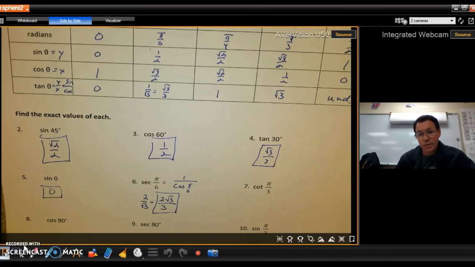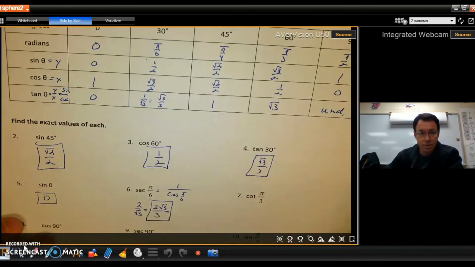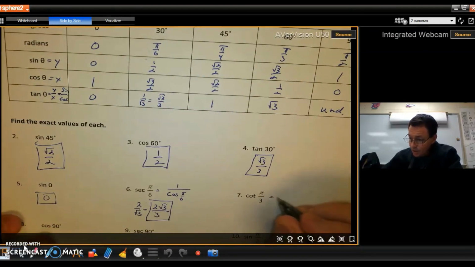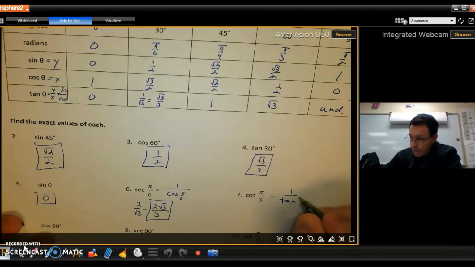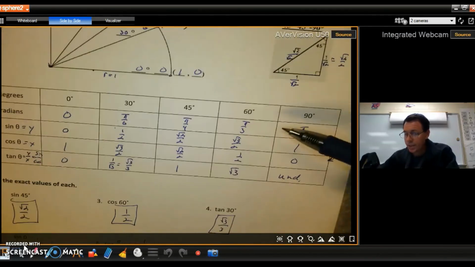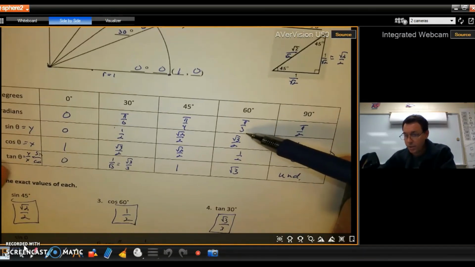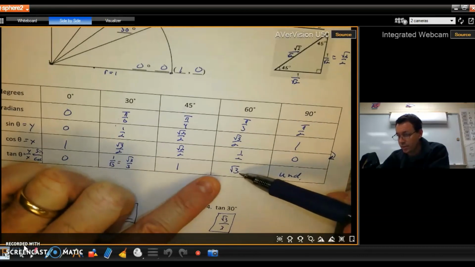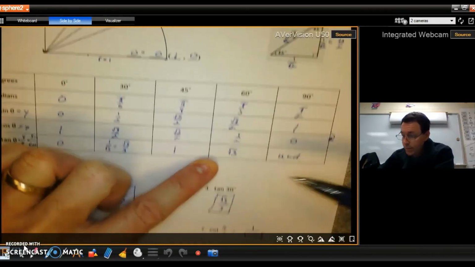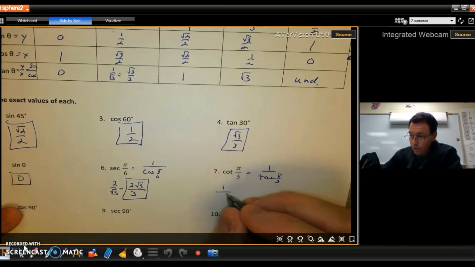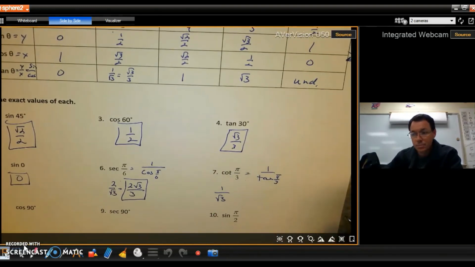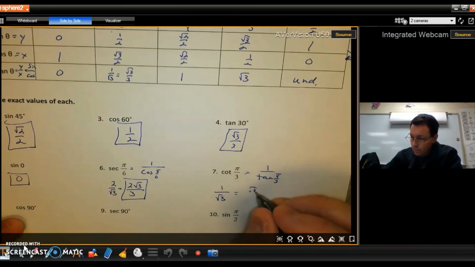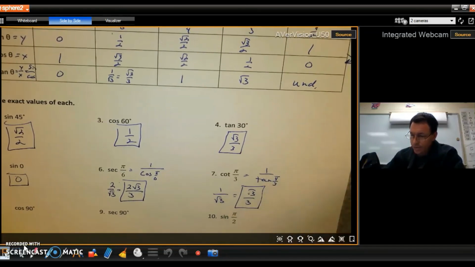Look at the next one, 7. What is the cotangent of pi over 3? So the same thing. We don't have cotangent on our chart, so we're going to do tangent, and then the reciprocal of it. So tangent of pi over 3. Again, just find where they meet. Tangent of pi over 3 is radical 3, or radical 3 over 1. So the cotangent would be 1 over radical 3, but then I have to rationalize that. Radical 3 over 3, that is my answer. I'm all done.